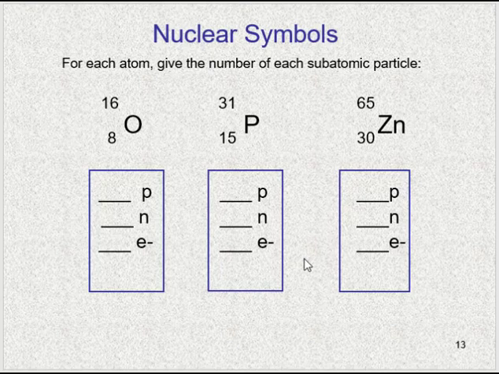I'll give you just a few seconds to look at this one and make sure you know what's going on, and then I'll give you the answers. Okay, so we know we have 30 protons down here in this bottom left, and our mass number is 65. So that means we have 35 neutrons and still 30 electrons because we haven't been indicated otherwise.